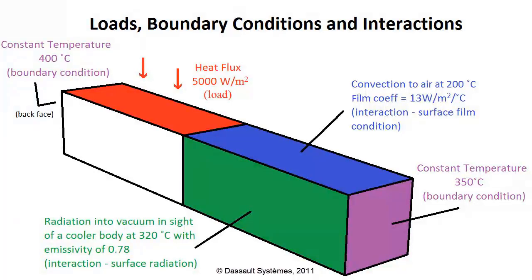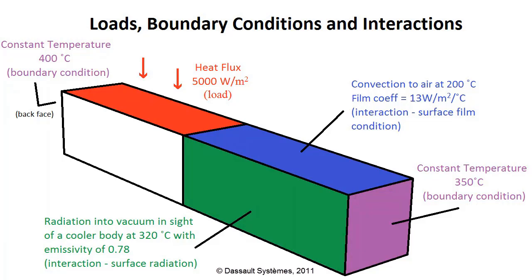The other half of the top surface is exposed to air at 200 degrees Celsius, where it loses heat by natural convection. We will assume that the convection coefficient is 13 watts per meter squared per degree Celsius. We will assume there is no heat loss by radiation from this surface.